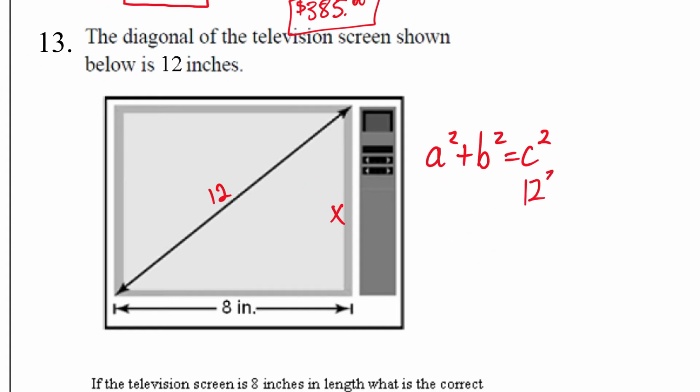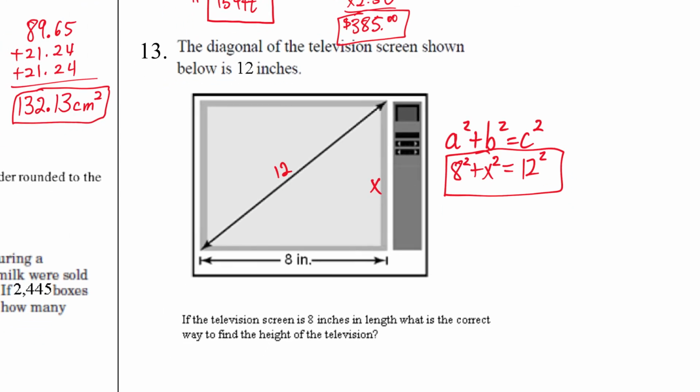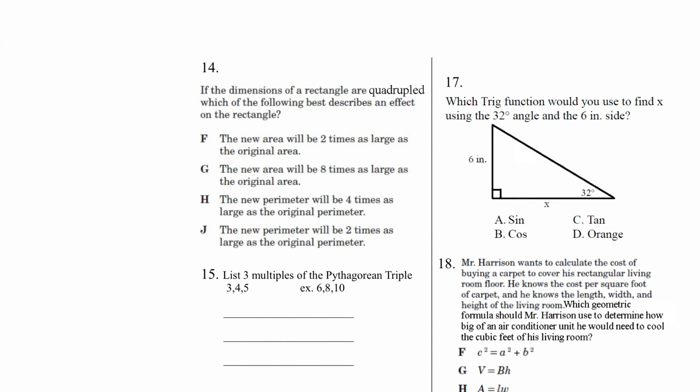Okay, on this one, so we already said 12 is going to go here, 8 squared plus x squared. And really on your test, the answers are like that. It's just how do you set it up? Just knowing to put the numbers in the right place. All right, I'm going to let you work that one out.